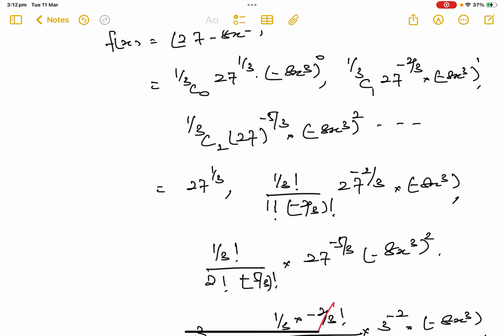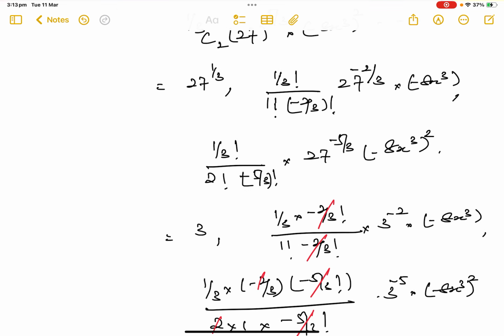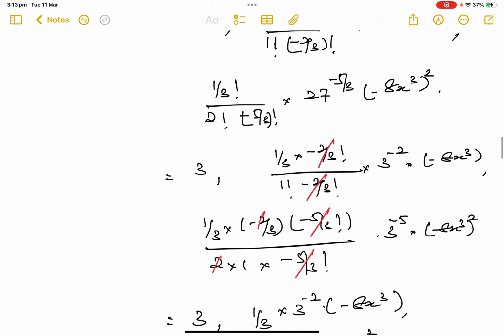Second term, 1/3 factorial divided by 1 factorial times minus 2/3 factorial, since 1/3 minus 1 is minus 2/3, and again 27 to the power of minus 2/3 times (minus 8x³) to the power of 1, which is minus 8x³. Third term, 1/3 factorial over 2 factorial, again 1/3 minus 2 is minus 5/3 factorial, 27 to the power of minus 5/3, times (minus 8x³) squared. So those are the 3 terms.